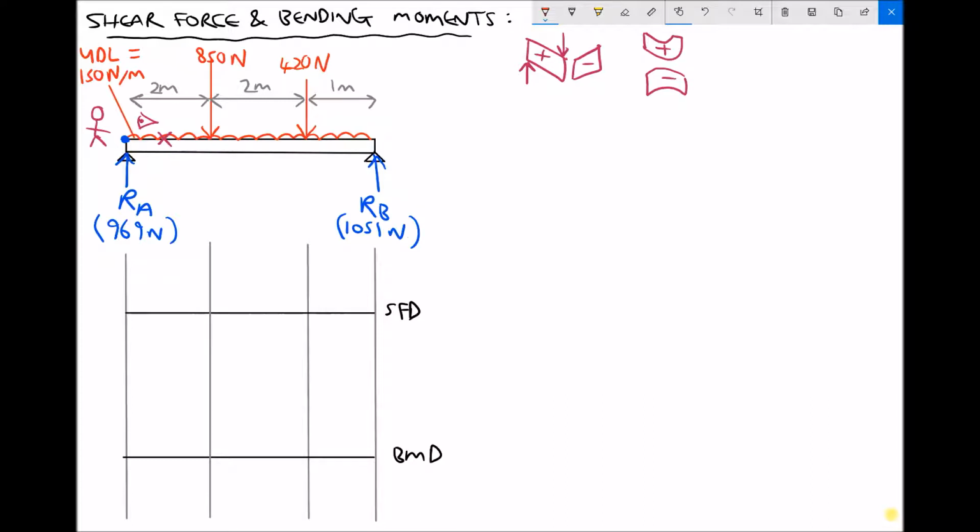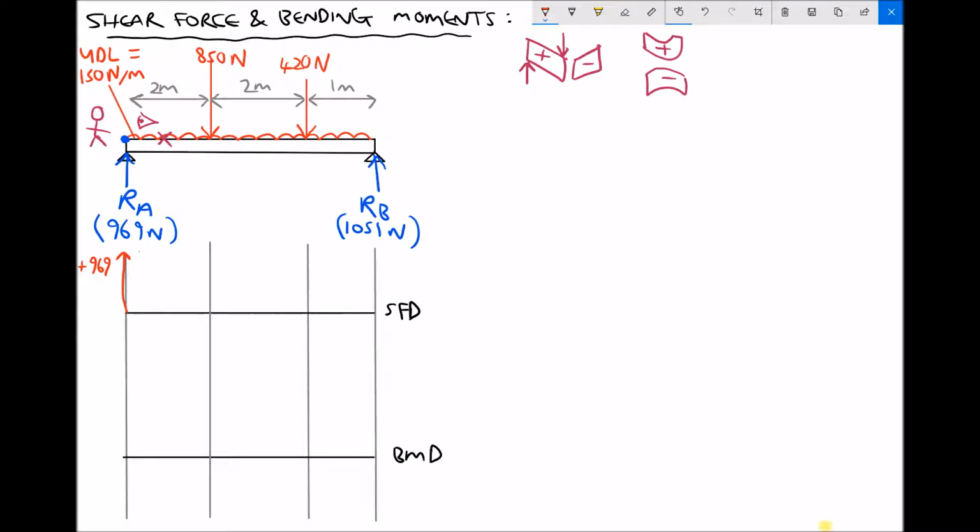So now let's imagine ourselves moving from left to right. The first thing that we do is we step off of that left hand support. As soon as we do, we can see RA. Now RA is pushing the left side up relative to the position where we're stood, and it has a magnitude of 969 newtons. So on our shear force diagram, we're going to go up into the positive region by 969 newtons.